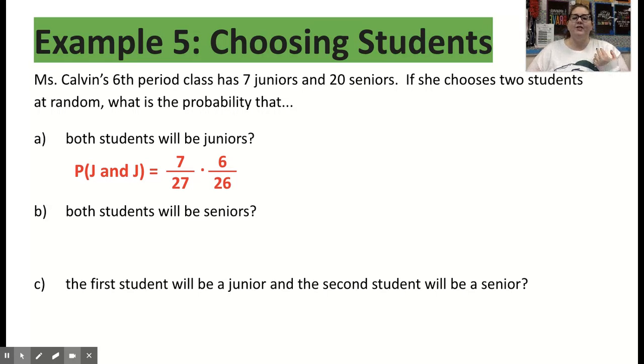So we're making that adjustment based on what happened before. That's what makes it conditional. I multiply the top, multiply the bottom, and then divide and get my answer. My probability that both students will be seniors, similar option, right?